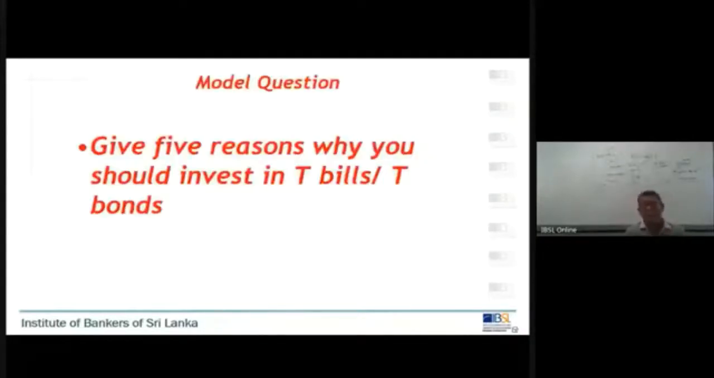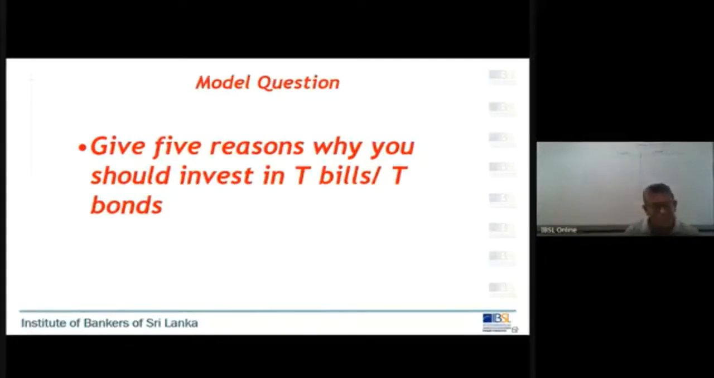Okay, I'll give you 2 questions now. First, give 5 reasons, at least 4 reasons, why an investor should invest in treasury bills or treasury bonds. Second question, compare and contrast treasury bills and treasury bonds.